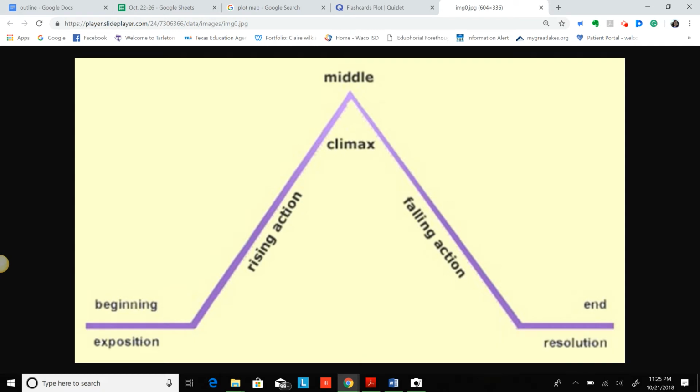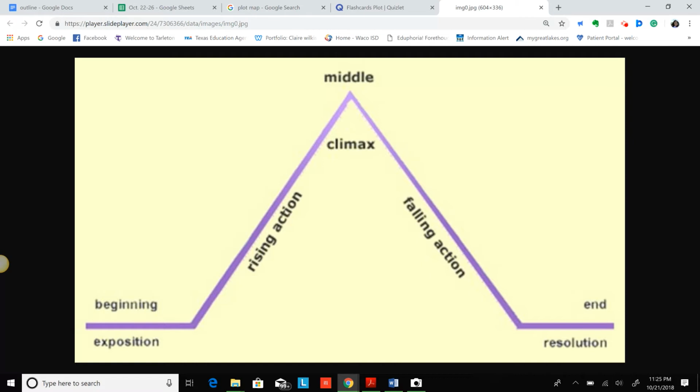Hey guys, so this is our plot summary map, and we use this when we're working with fictional texts. So the first part that we're going to focus on today is just the beginning exposition. This is just the very beginning of the book where it introduces the characters and the setting. And this is the easiest part, just introducing the book to us.